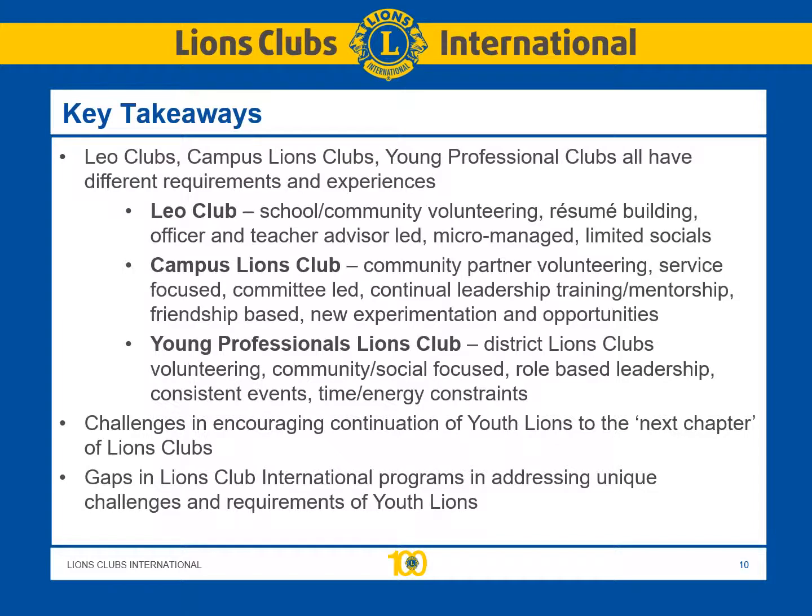So key takeaways: Leo clubs, campus clubs, and young professional clubs all have very different experiences and different requirements. Leo clubs are more on school and community volunteering, some resume building, and have an officer and teacher advisor-led club that is very micromanaged with not a lot of socials. Campus Lions clubs are more community partner volunteering, service focused and committee led, and there's a lot of training and mentorship that makes it less micromanaging.